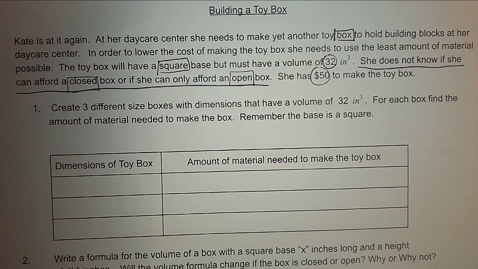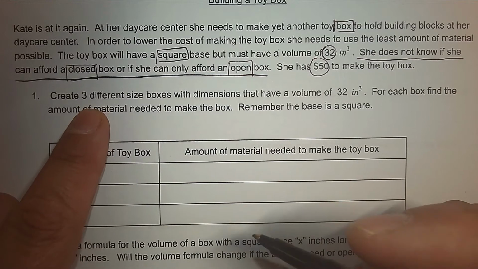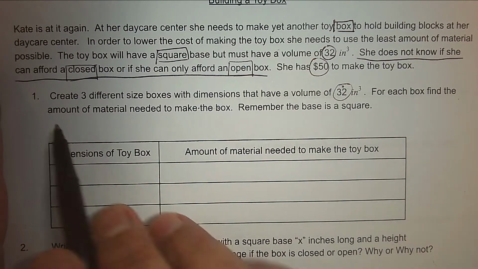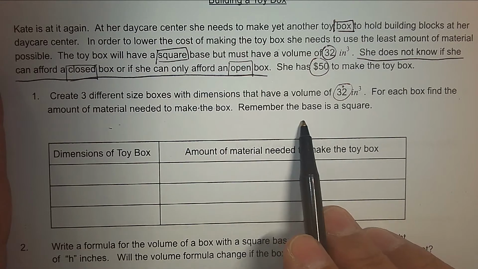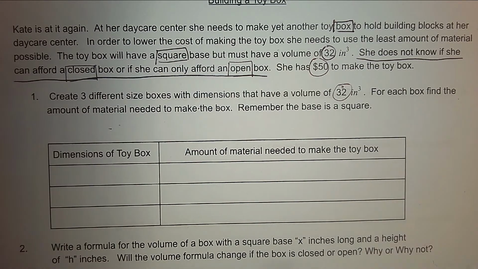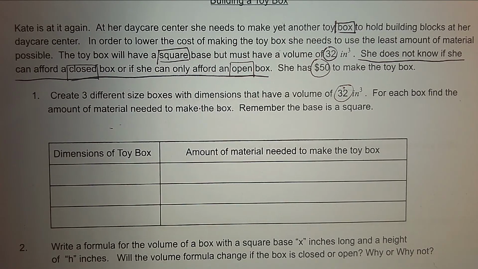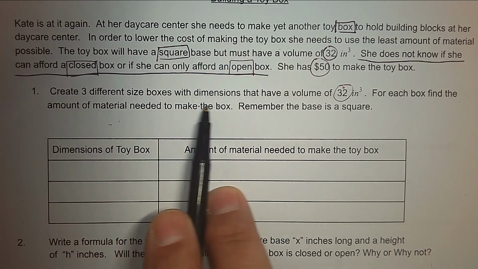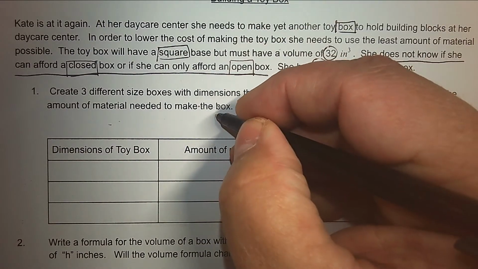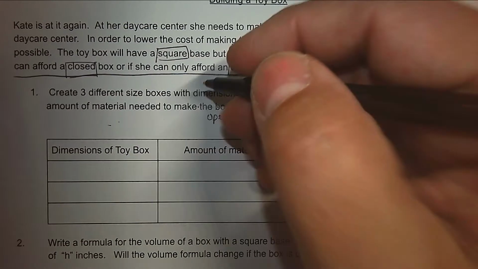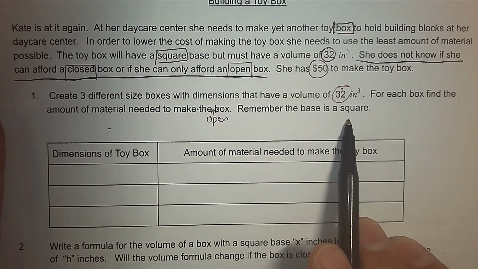Okay? So, let's start with number one. Create 3 different size boxes with dimensions that have a volume of 32. For each box, find the amount of material needed to make the box. Remember, the base is a square. So, in order to understand this, I need to understand 2 parts. First we're going to be talking about an open box. The second part, there's one here. So create 3 different boxes with that. For each box, find the amount of material needed to make the open box. Will you need more material for the open box or for the closed box? The closed one. All right. So remember, the base is a square.